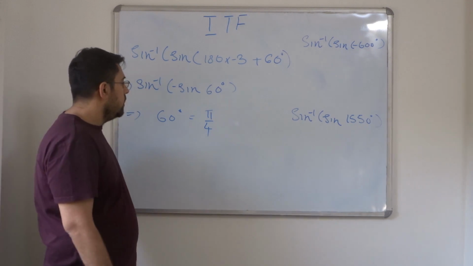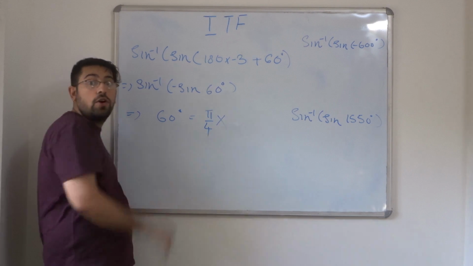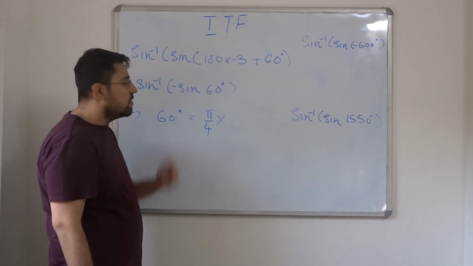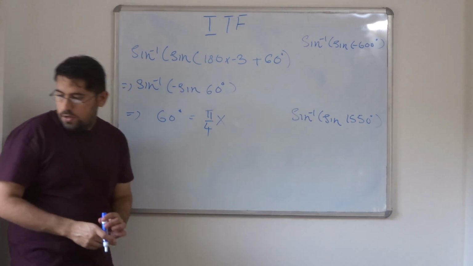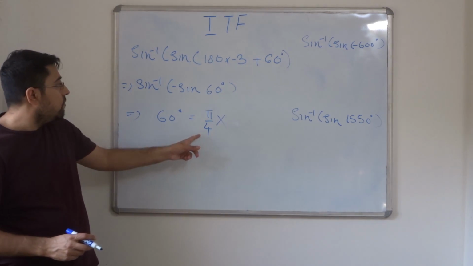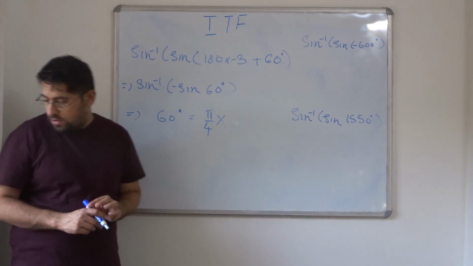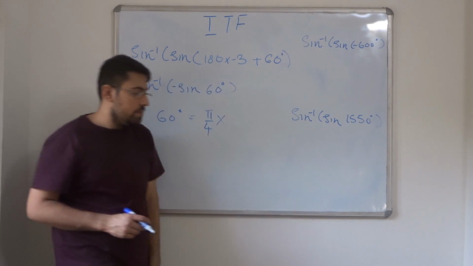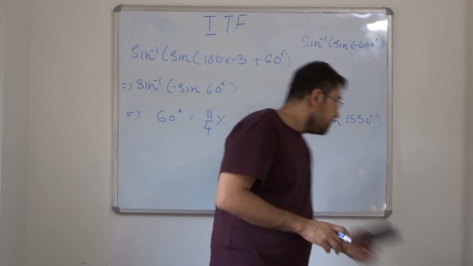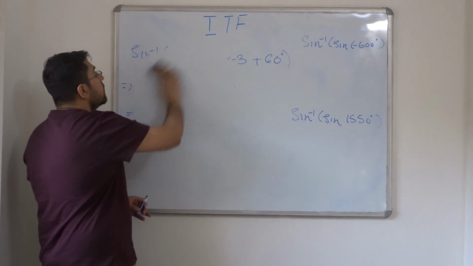Now, let me tell you one thing. This is wrong. So what is the correct answer? This is one thing I want you to find out. Pi by 4 is wrong. I want you to find out which is correct. So now you can move on to that question there.